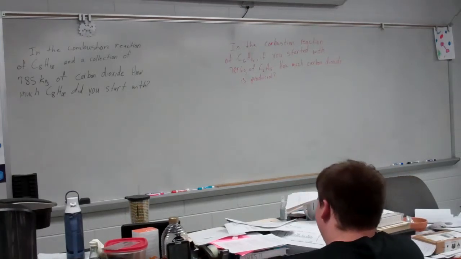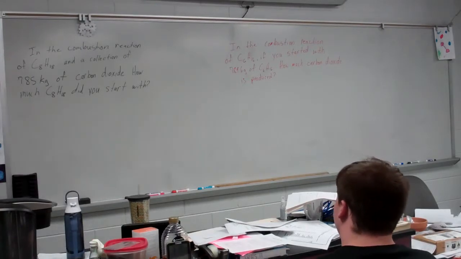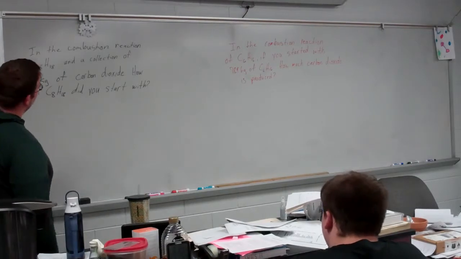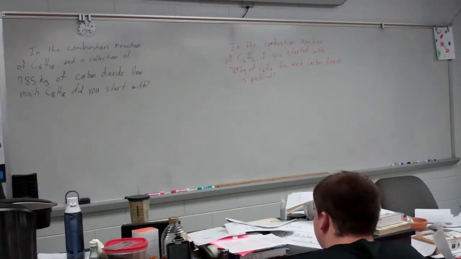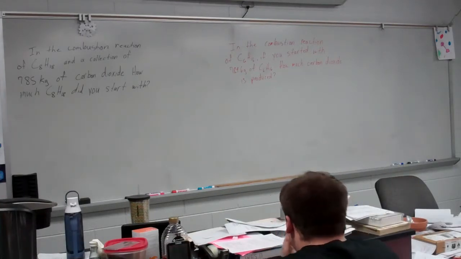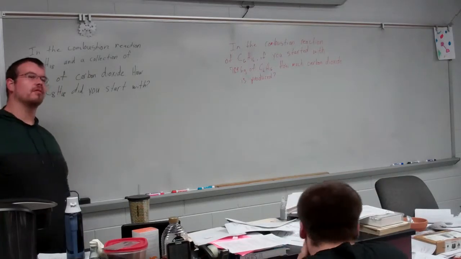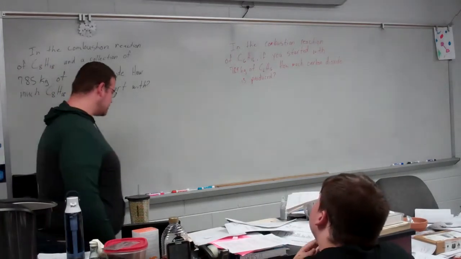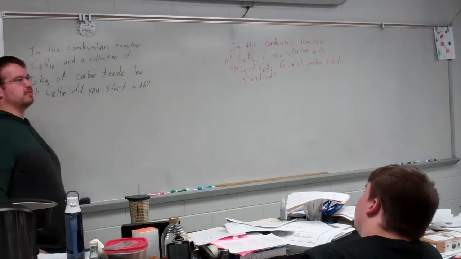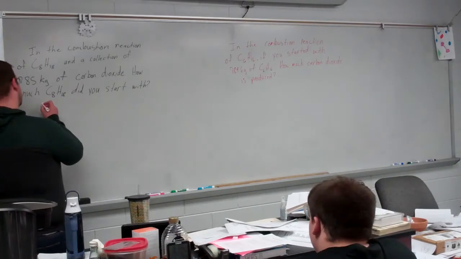Okay, so up here, I'm going to work on this one problem that's in black first. It says, in the combustion reaction of C8H18, which is just some fatty acid, and a collection of 7.85 kilograms of carbon dioxide, how much C8H18 did you start with? So we're trying to work backwards. First key to this is you have to get a correctly balanced chemical equation. So start with what you've been given.